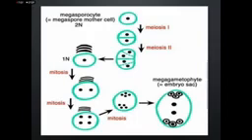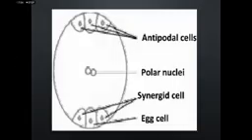and these eight cells are arranged in a special manner in the embryo sac: three at the top, that means at the chalazal end, three at the bottom, that means the micropylar end, and two join together and stay at the center. Each of them has special names, and they can be discussed in the next slide.